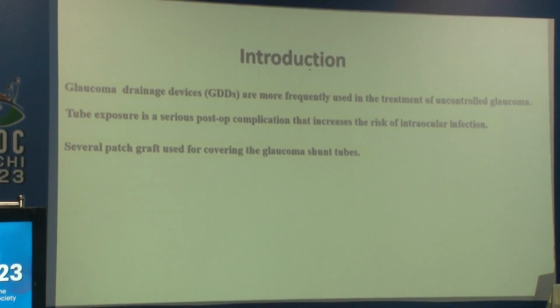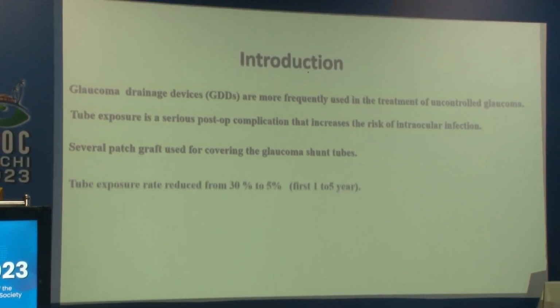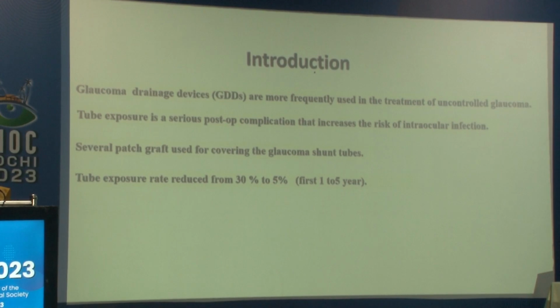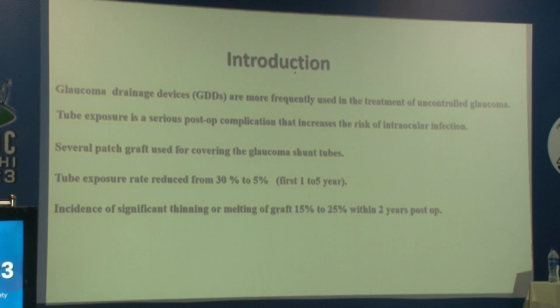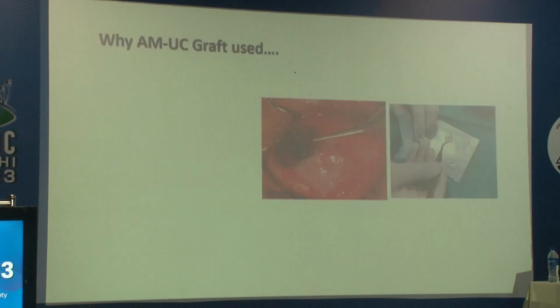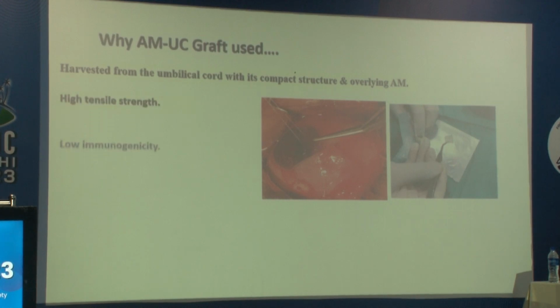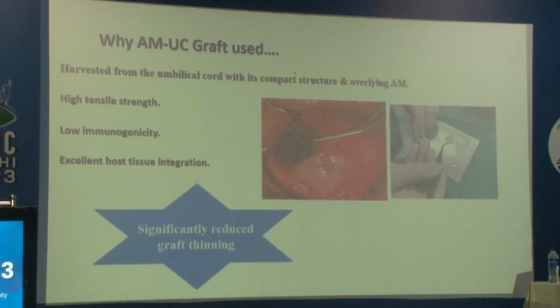Several patch grafts are used for covering the glaucoma shunt tubes, and the tube exposure rate reduced from 30% to 5% for the first 1 to 5 years. The incidence of significant thinning and melting of the graft is 15% to 25% within 2 years post-op, probably due to immune-related processes and poor host tissue integration. So why is the MUC graft used? Harvested from the umbilical cord with its compact structure and overlying amniotic membrane, high tensile strength, low immunogenicity, and excellent host tissue integration significantly reduce graft thinning.